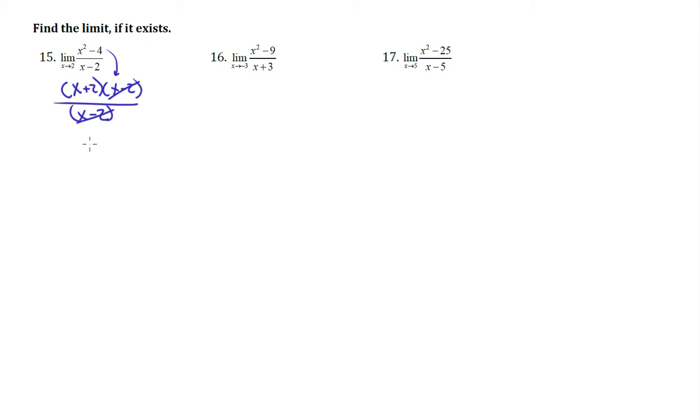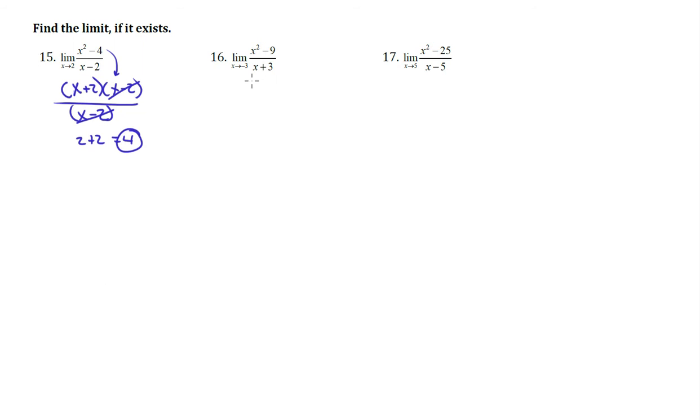When you plug 2 into that, you just get 2 plus 2, which gives us 4. So the limit of this one here as x approaches 2 is simply 4. That's actually probably easier than plugging into the graphing calculator. But if you get stuck and you want to take a look, the graphing calculator will probably work as well.